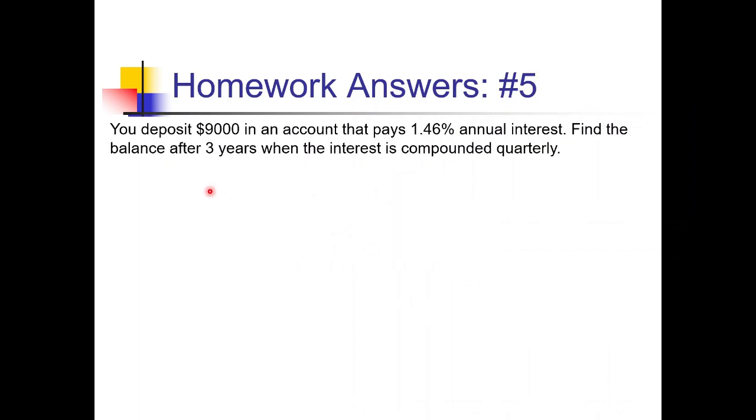For this problem, we're depositing $9,000 in an account that pays 1.46% annual interest, and we want the balance after 3 years when our interest is compounded quarterly. So since we're compounding more than once a year, not annually, we're going to have to use our compound interest formula. That's A equals P times 1 plus r over n to the nt.